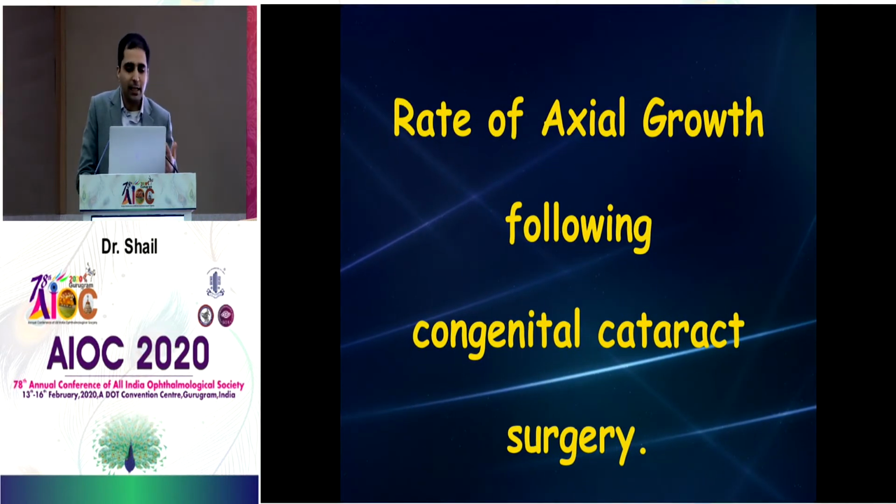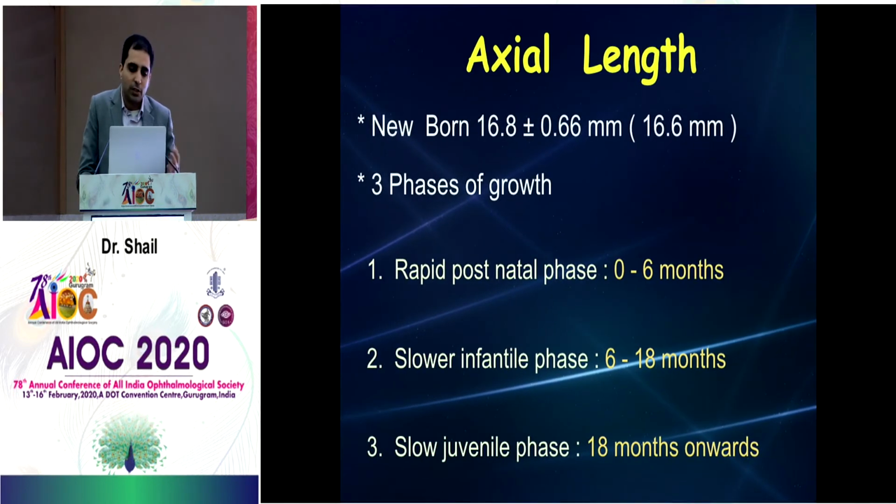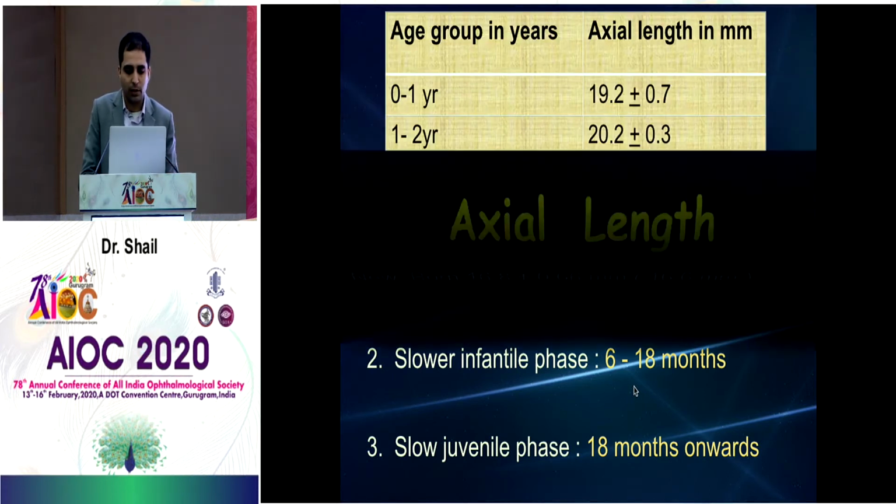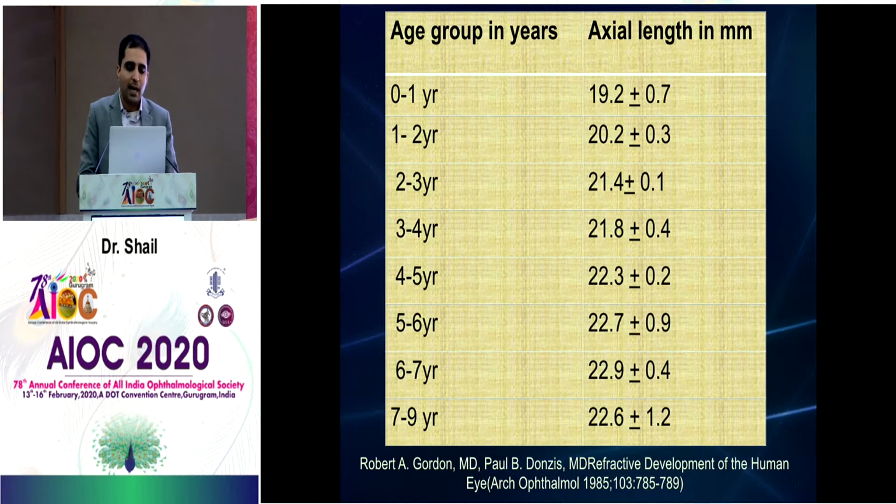And the rate of axial growth following congenital cataract surgery is still not very well understood, or still not very well studied. The newborn axial length, on average, the normative database has shown to be about 16.6 millimeters. There is an extremely fast growth in the first 6 months, a slower infantile phase from 6 to 18 months, and 18 months to about 5, 6, 7 years is even slower than in the first year and a half. And this is the gold standard normative database published way back in 1985.